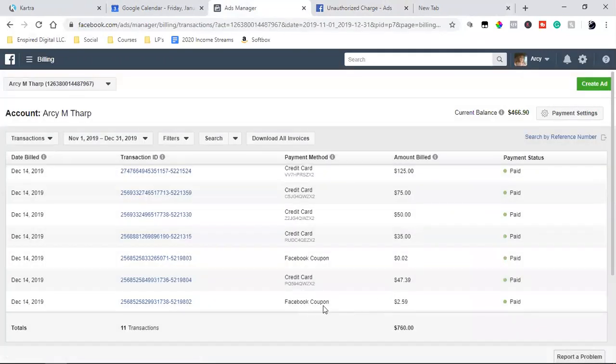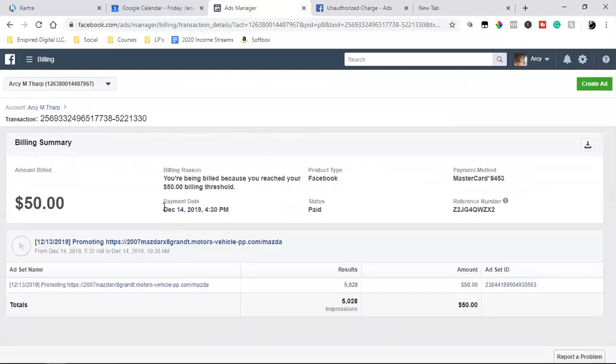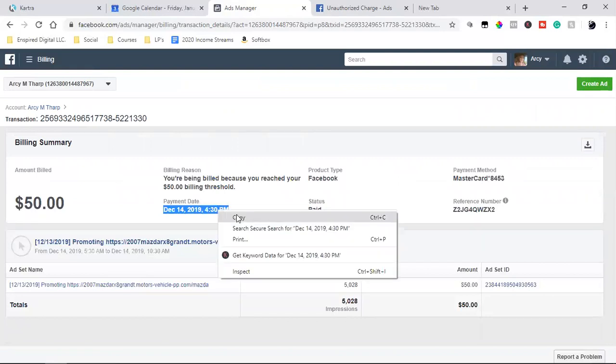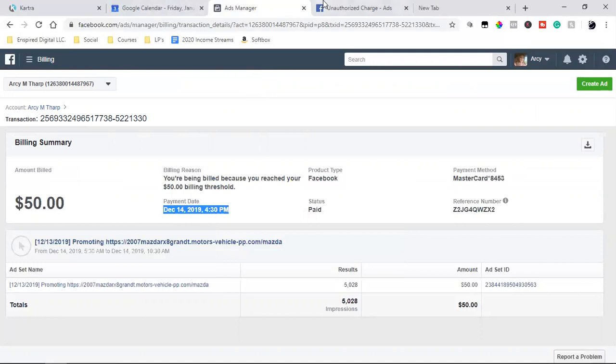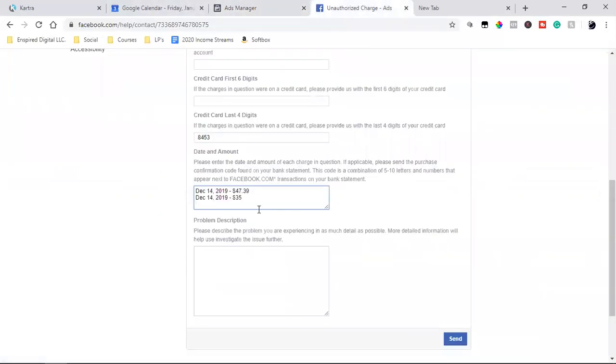That's a Facebook coupon. So it's like they credited you for whatever reason. But it's the credit card, it's this transaction. From there? Credit card, yeah. So this is $50. It started with a $50? Yeah. No, it didn't start there. It started with the 47.